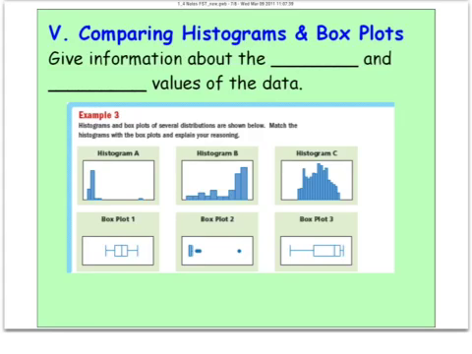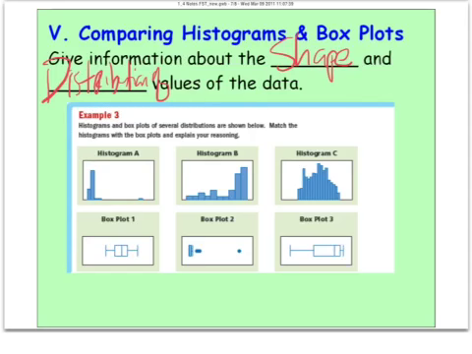Now, this slide I actually think is pretty interesting. I'm going to have you do some matching and figure out which histogram goes with which box plot. Histograms and box plots both give you information about the shape and the distribution of values. Look at these. Pause the video and figure out which box plot goes with which histogram if you had to match them up.